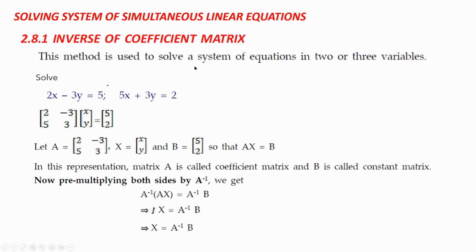So in the inverse of coefficient matrix method, this method is used to solve a system of equations in two or more variables. So we can write the given system of equations in the matrix form. If we have a system of equations of this form, 2x minus 3y equal to 5, 5x plus 3y equal to 2, we can write this in the matrix form as AX equal to B. Now if we pre-multiply both sides by A inverse, we will get I into X is equal to A inverse into B, or X is equal to A inverse into B. So by finding A inverse and multiplying it with B, we can find the values of x and y.